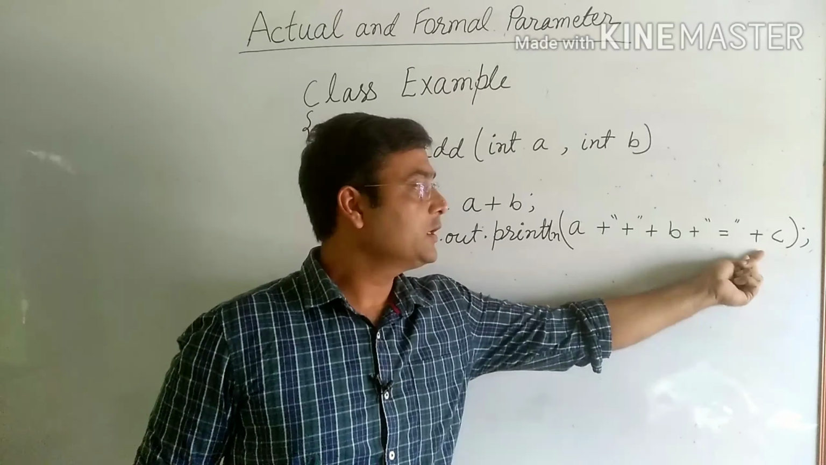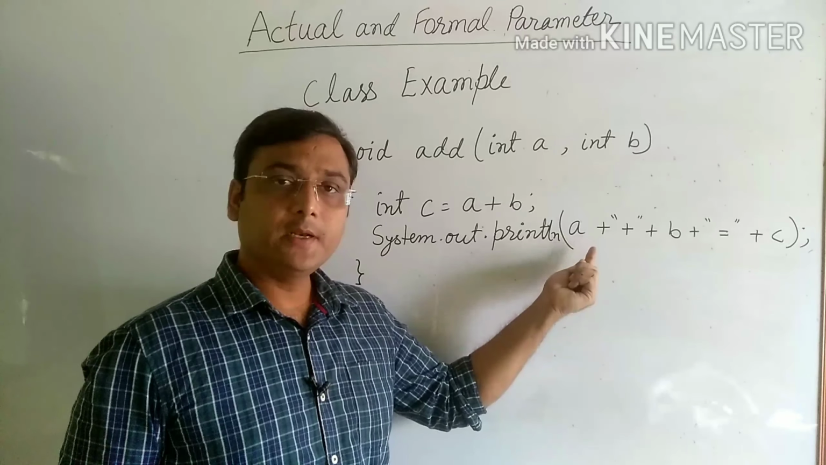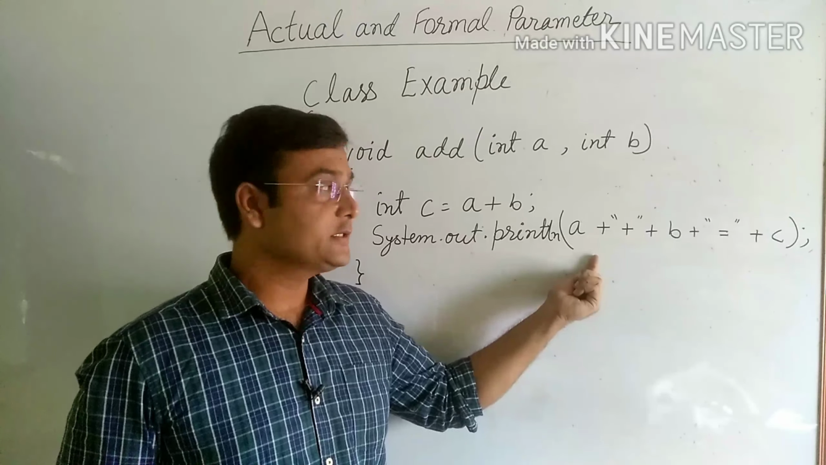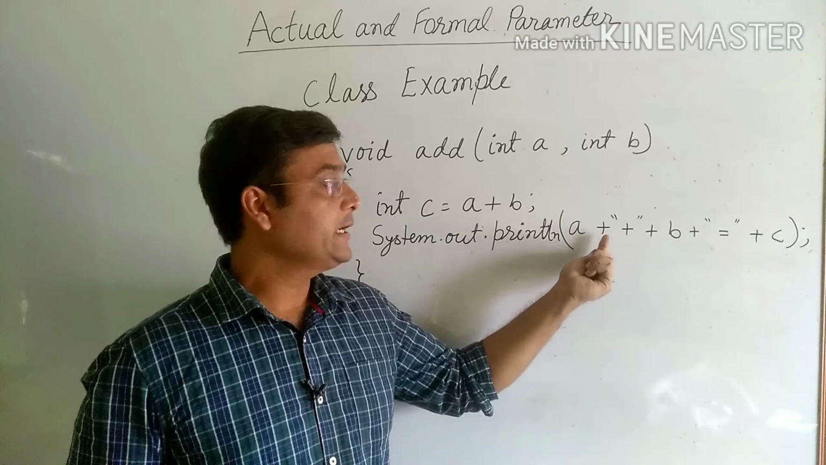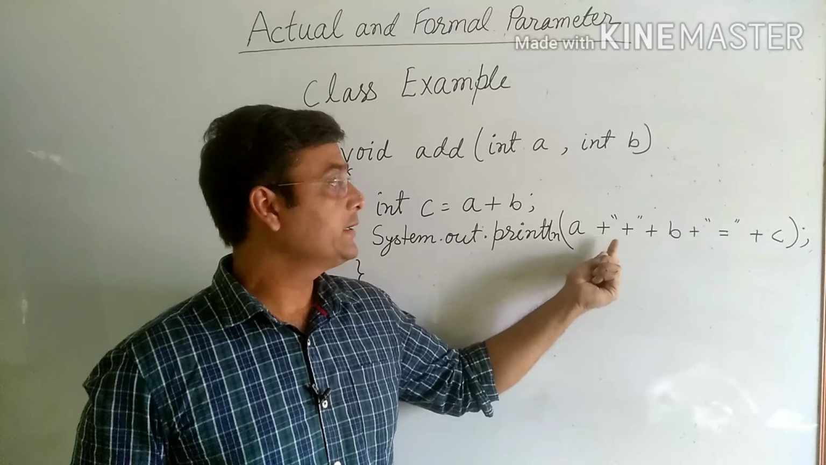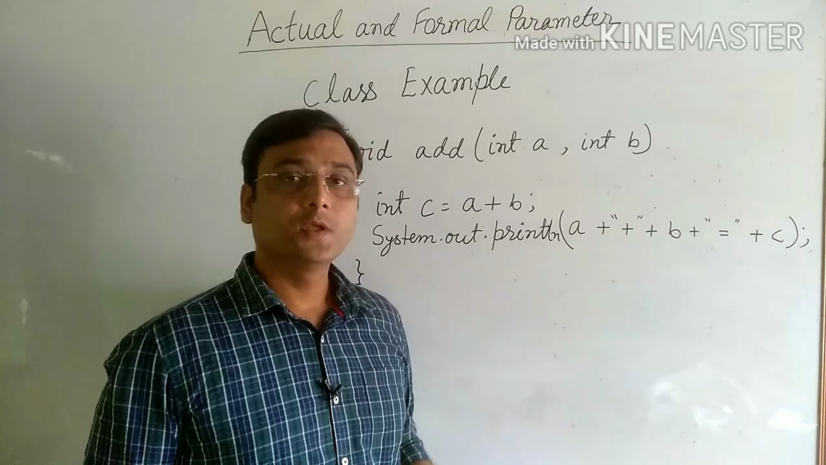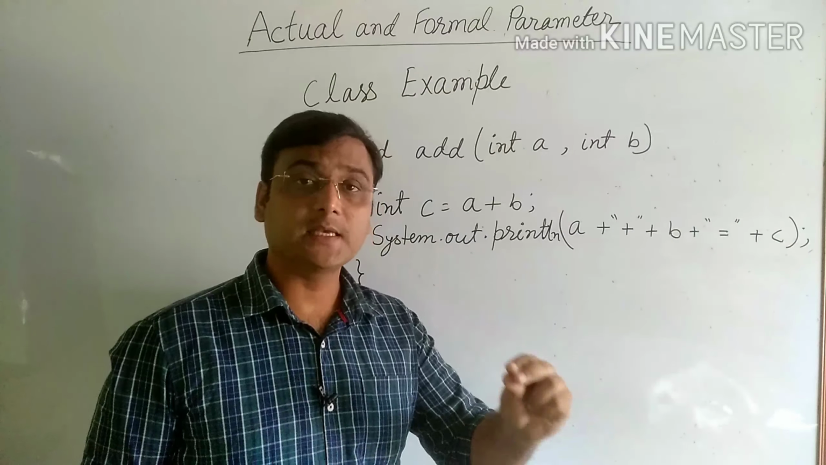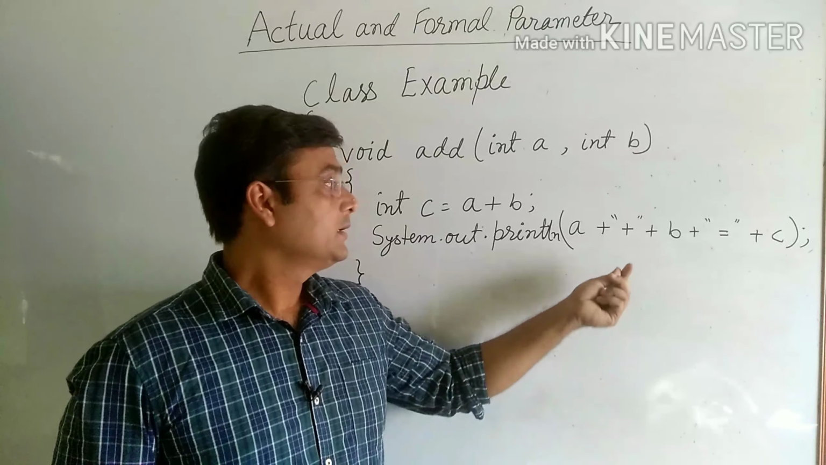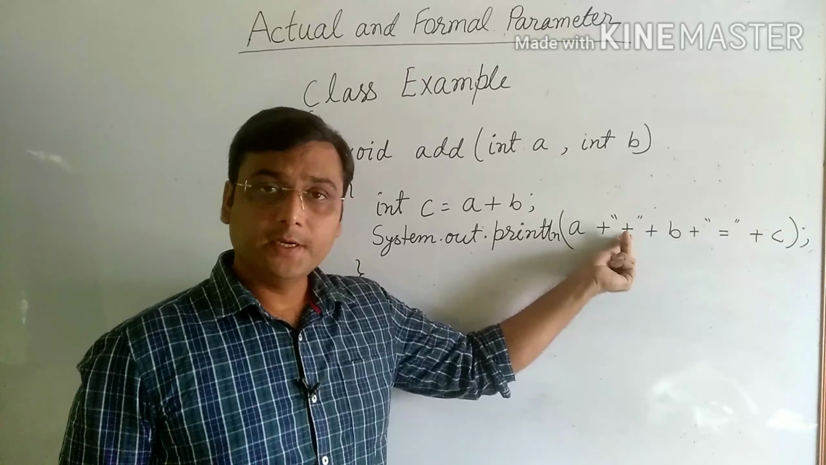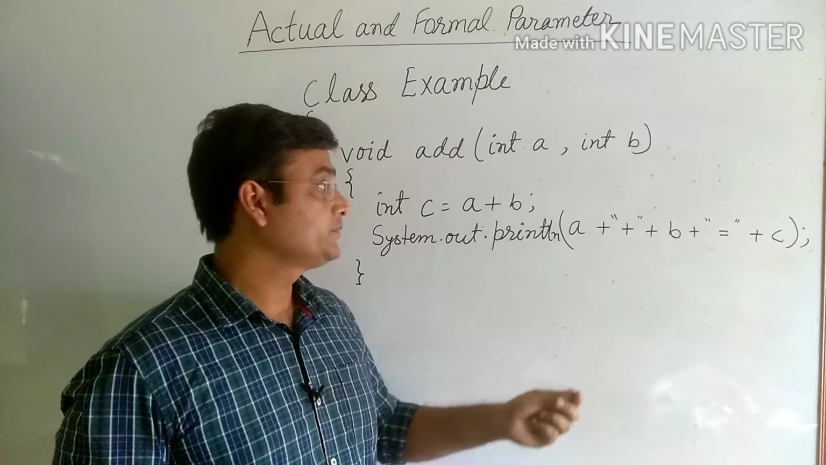See here what I have written. Here I have written variable a. It will print the value of a. After that I have done concatenation and written a plus sign in double quotes. It will print the plus sign on the terminal window, so that it looks good on the terminal window.